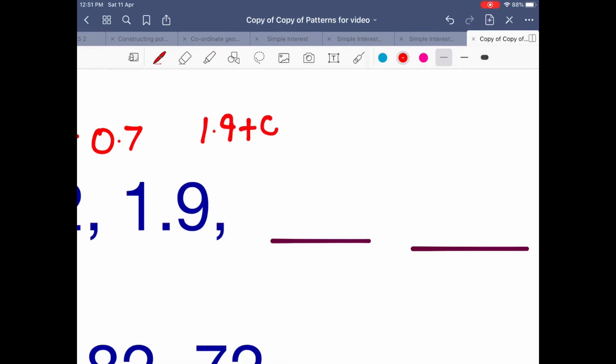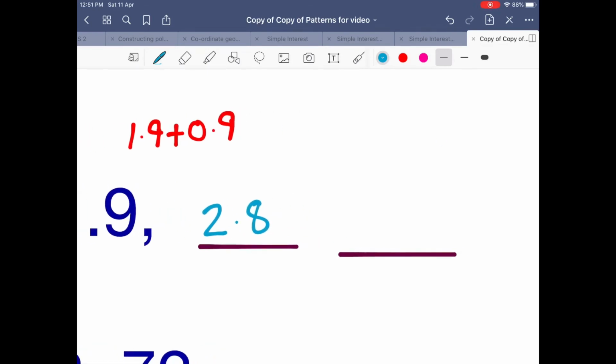So 1.9 plus 0.9, we will get 2.8. 2.8 plus 1.1, we will get 3.9.